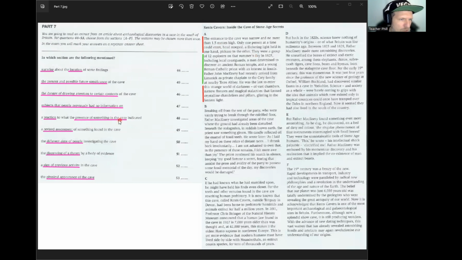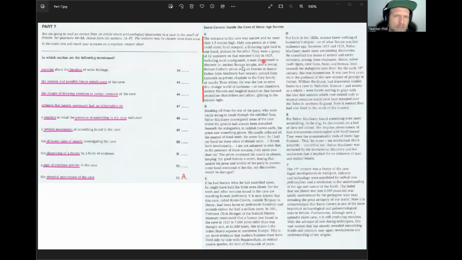Presence, oh no, not the presence, okay. Oh yeah, here, the physical appearance of the cave, the last one. I guess that's probably, we can tentatively put A in here. I think that makes a lot of sense. And then the people. Does it talk about the people? Subjects that people previously, no, not really. The different aims of people investigating the cave. I think that makes sense.